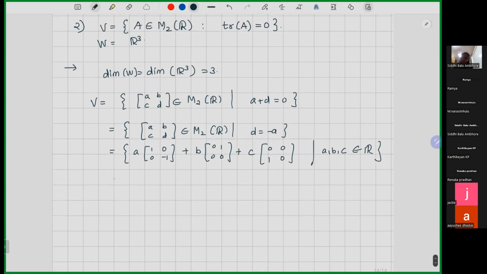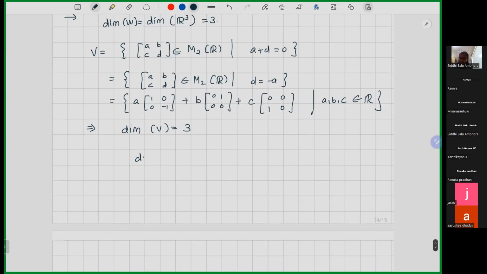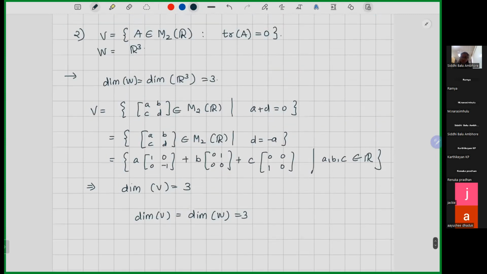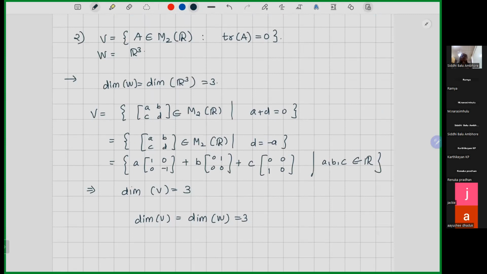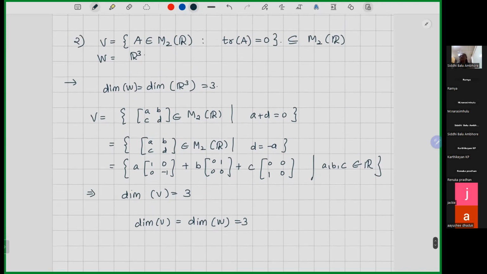Okay. So what does this imply? The dimension of V is, yes, Jackie said that it's 3. So the dimension of V is 3. So now the dimension of V is the dimension of W, right? Both of them are 3. So that's why R3 is isomorphic to a subspace of M2R, the set of all matrices with trace 0. So these two spaces are isomorphic. What does this imply? That there exists a bijective linear transformation, or isomorphism, or invertible transformation from V to W.